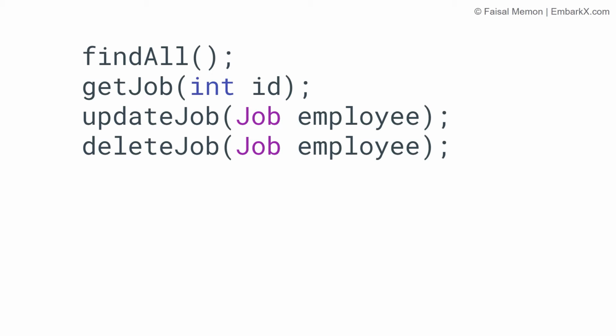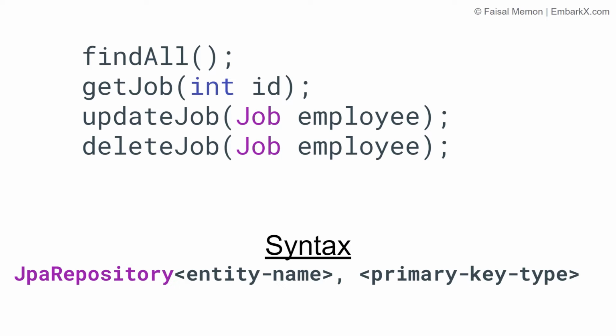Now the question is, how can you create an interface using JPA repository? So this is a syntax. You can specify JPA repository, entity name, and the primary key type. And this is something that we are going to see shortly. So that's about the data layer.